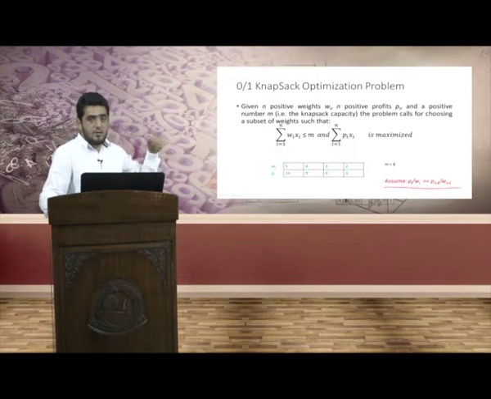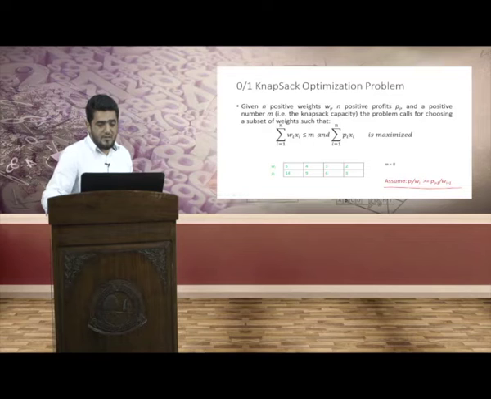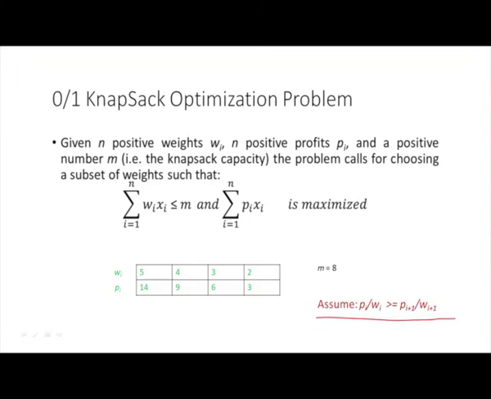So we have ordered the earlier set of profits and their associated weights such that the first item's ratio, which is the profit by weight ratio, is greater than the second item's profit and weight ratio, whose value is greater than the third item's profit and weight ratio. Similarly, that ratio is greater than the last one. So this is the assumption that we'll be considering, and we'll have to arrange our profits and weights in this particular order.